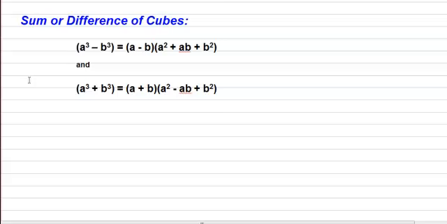Okay, so we want to talk about the sum or difference of cubes, and the good news here is we have one process to remember for both of these. The bad news is it is something that you do have to memorize. The best I'm going to be able to do to prove it to you is to multiply it back.